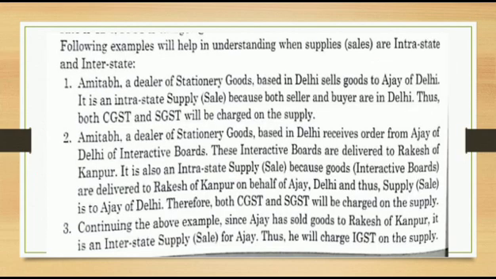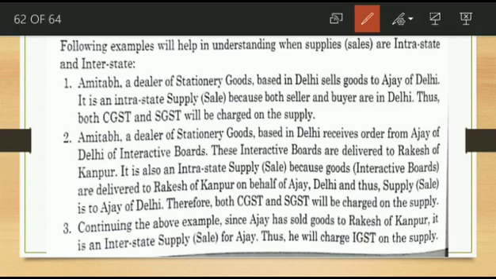Now an example for understanding when the supplies are interstate. Amitabh, a dealer of stationery goods based in Delhi, sells goods to Ajay of Delhi. It is an intrastate supply, isn't it? Both Amitabh and Ajay are in Delhi. So it is an intrastate supply, both the seller and buyer are in Delhi. Thus both CGST and SGST will be charged on the supply.